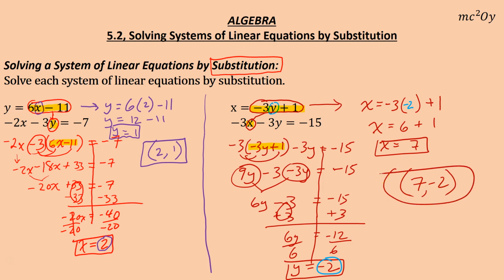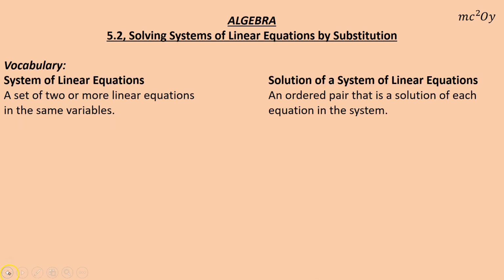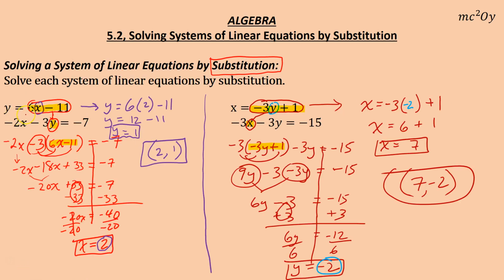Now, I waited till the end here to check. You can check both of these to make sure this is a solution. Remember, a solution to the system of linear equations is an ordered pair that is a solution to each equation in the system. So 2, 1 would have to satisfy this. 6 times 2 minus 11, that's 12 minus 11, is 1. That worked. Negative 2 times, well, x is 2. Negative 2 times 2 is negative 4. Minus 3 times 1, that's negative 7.